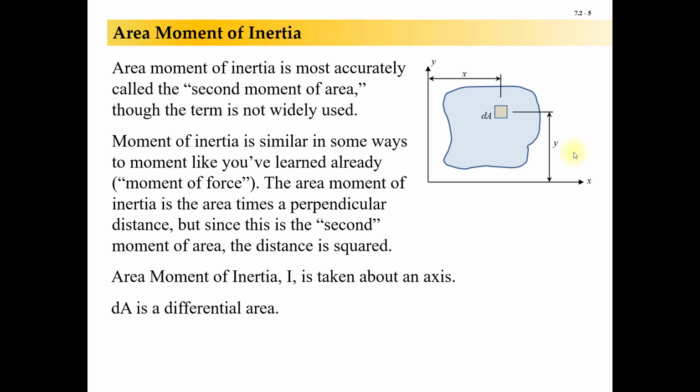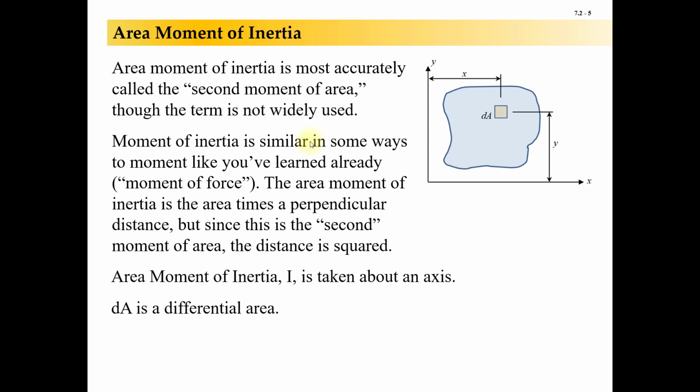So I have this blob of material here, just some generic cross-section, and then I've got a differential area here that I'm going to call dA. And it's located at some distance x from the origin and some distance y from the origin in the other direction. Okay. The area moment of inertia is actually more correctly called the second moment of area. We call it moment of inertia. Think about it, it's kind of weird. We're talking about area and we're talking about inertia. I mean, inertia usually deals with mass.